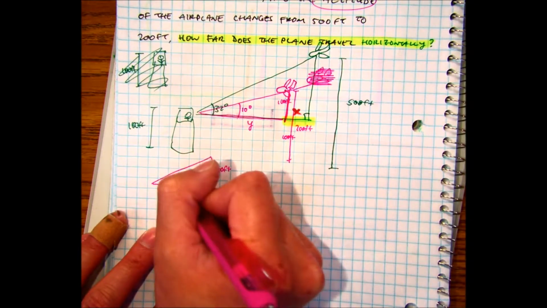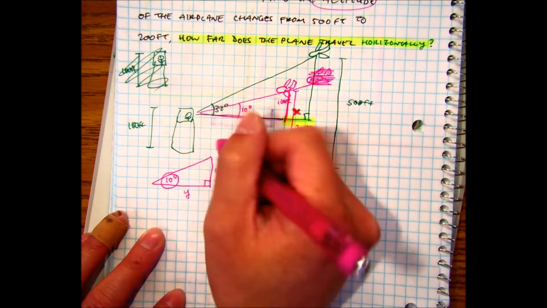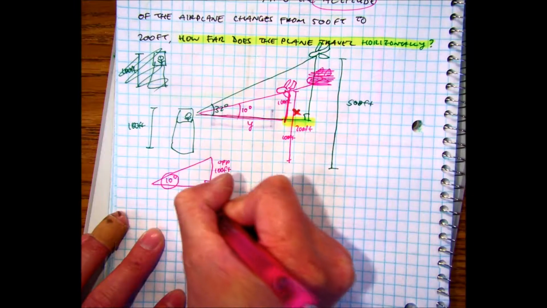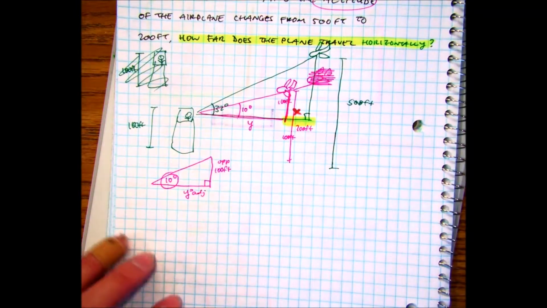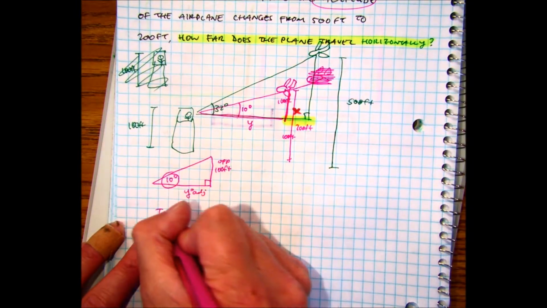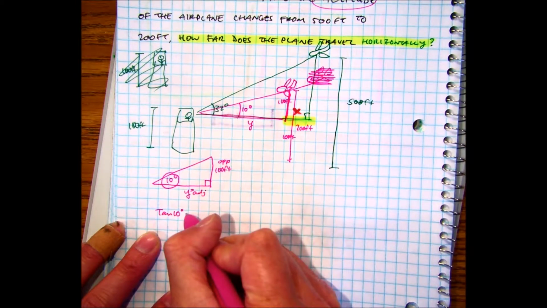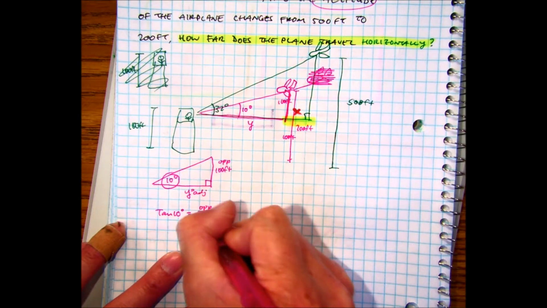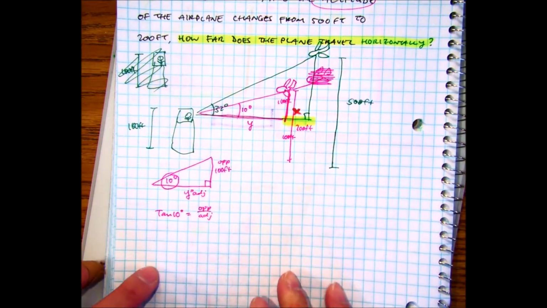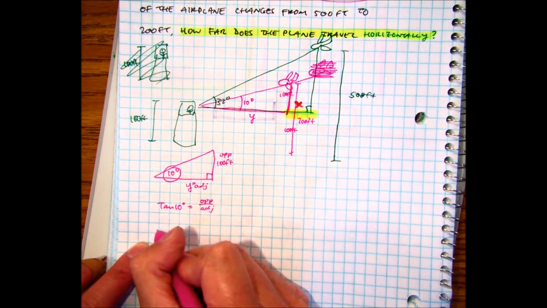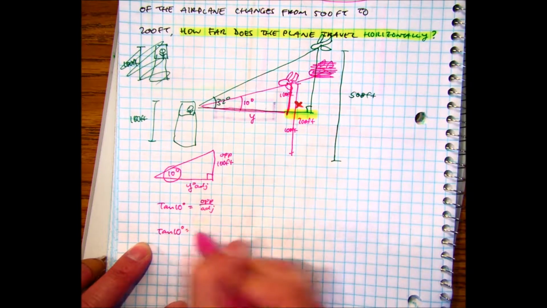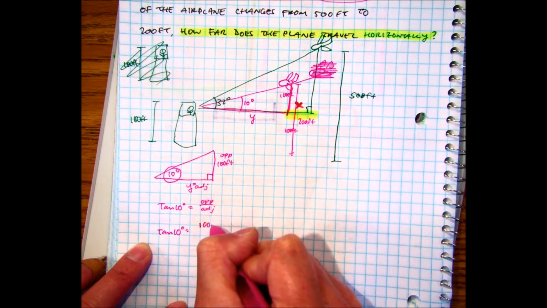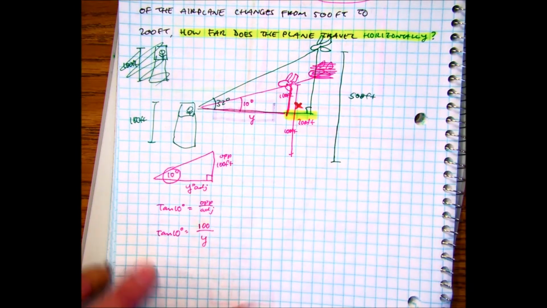From the angle where I start, you can either circle or highlight it. I go across, I have the opposite, I have the adjacent. In class, we're going to use which trig ratio? So I have tangent of 10 degrees equals the opposite over the adjacent. Therefore, tangent of 10 degrees is equal to what? 100 over y.